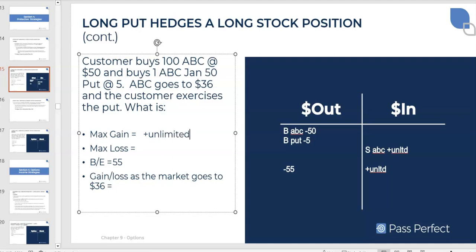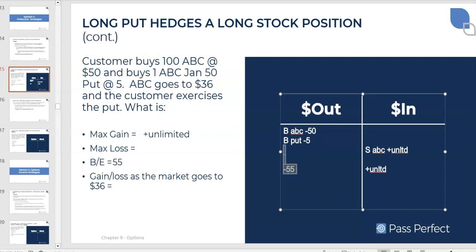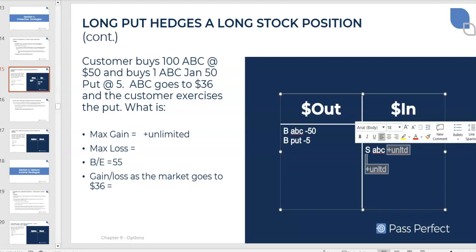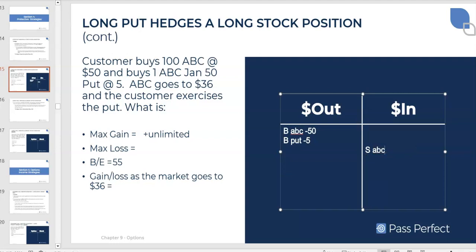Okay, now what's the maximum possible loss in this scenario? What's the worst thing that could possibly happen? The worst thing that could possibly happen is ABC is bankrupt, out of business, stock is worthless. So does that mean he just lost all his investment, that he lost all his money? He just lost $55 a share.